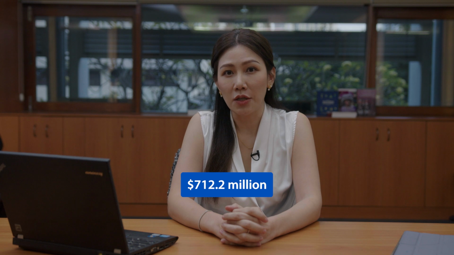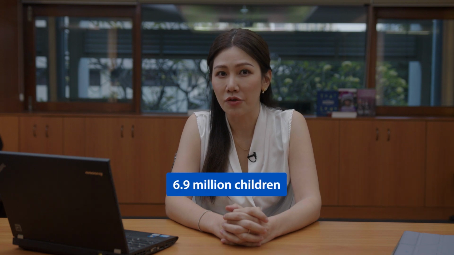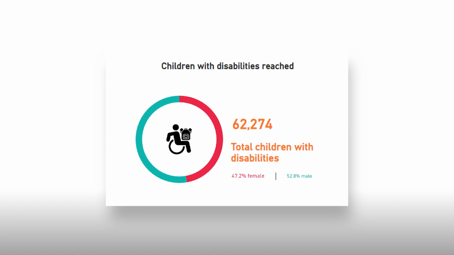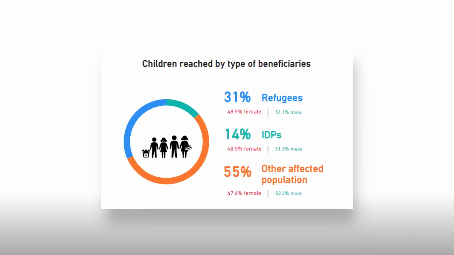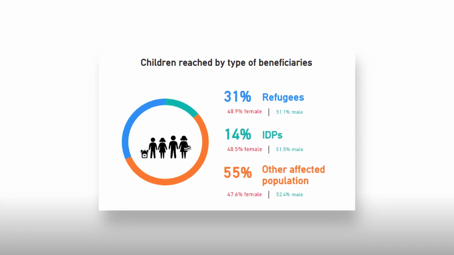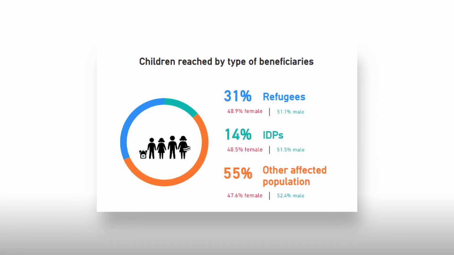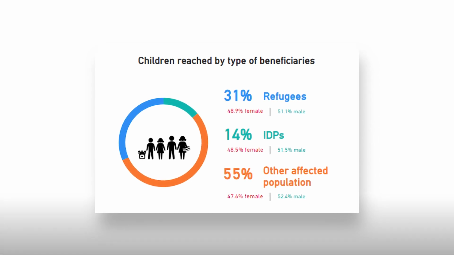A total of $712.2 million has been invested so far, with evidence of impact showing 6.9 million children and adolescents have been reached, including 62,274 children with disabilities. 31% of children reached were refugees, while 14% were internally displaced persons, IDPs, and the remaining 55% were other affected populations.